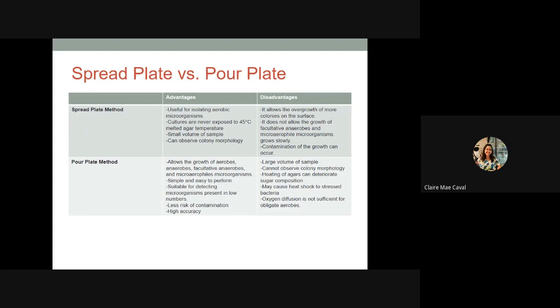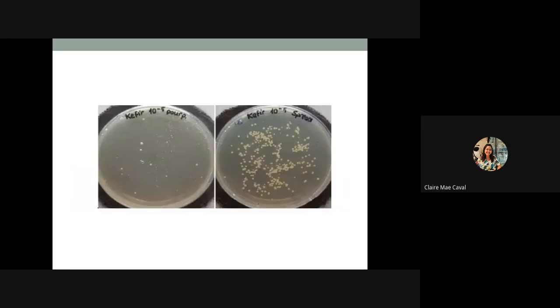Oxygen diffusion here is not sufficient for obligate aerobes. Obligate aerobes or aerobic microorganisms are best in your spread plate method because oxygen diffusion is not sufficient in your pour plate method. So this is how it looks like. This is the spread plate method. If you notice, the colonies are only on the surface. For your pour plate method, the colonies are both on the surface and in the subsurface. But most of the time, they are in the subsurface.